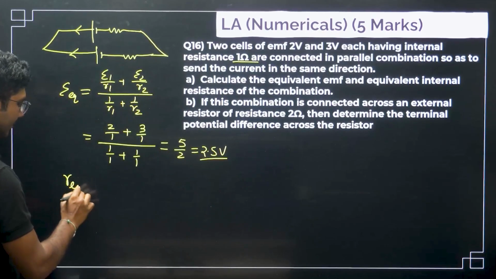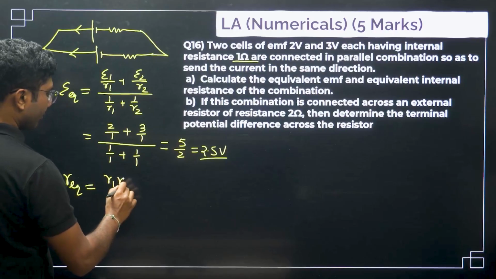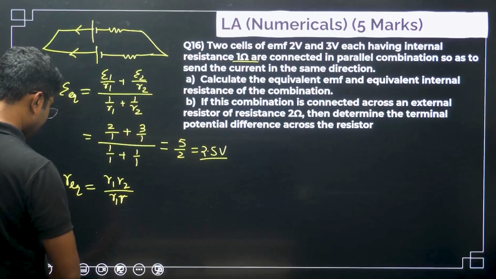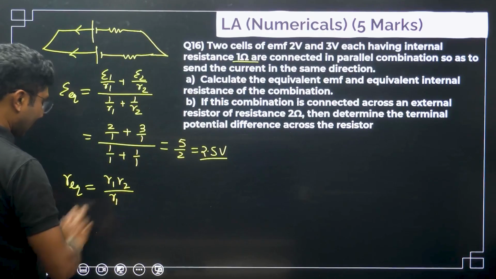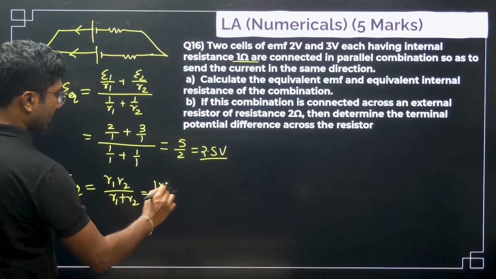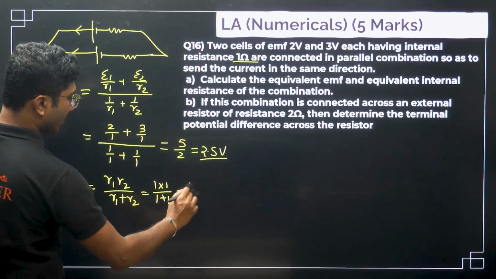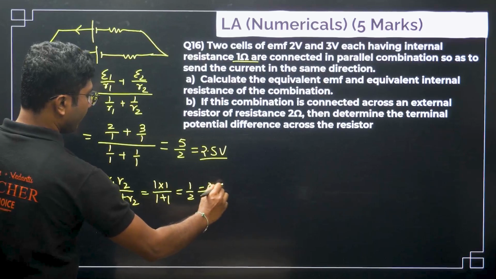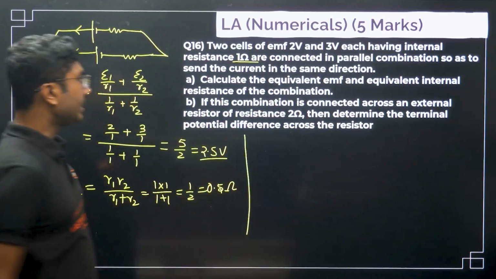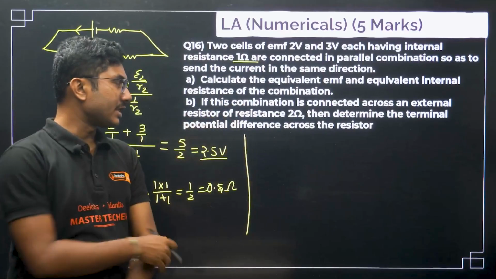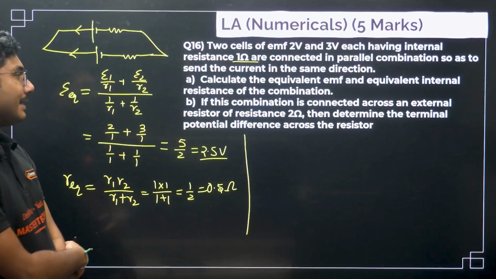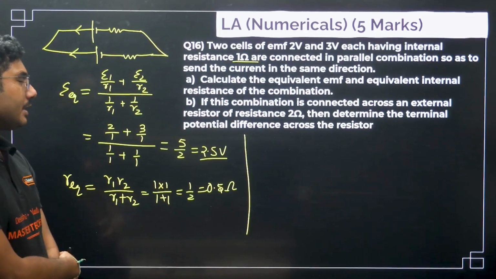R equivalent is given by R1 R2 divided by R1 plus R2, two resistances in parallel. So parallel resistance formula, right? So 1 into 1 divided by 1 plus 1, that is 1 by 2, that is 0.5 ohm. Okay, so this is the R equivalent. Now next is, if this combination is connected across an external resistor of resistance 2 ohm, then determine the terminal potential difference across the resistor.